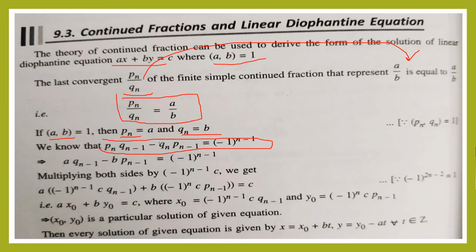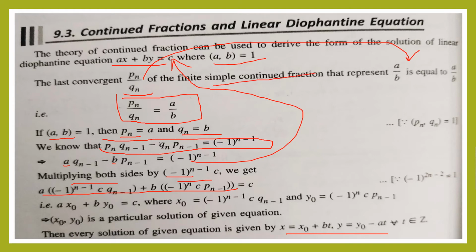So put the values of Pn as A and Qn as B. Now on the right hand side there is a C, so multiply both sides by minus 1 raised to power n minus 1 into C. Multiplying this equation, we get this a x naught, this a y naught, our solution, and other solutions can be found this way. So this is a way of finding the solution of a linear Diophantine equation. First of all, you have to make a simple continued fraction form of the rational number a upon b. Then you can use this methodology.